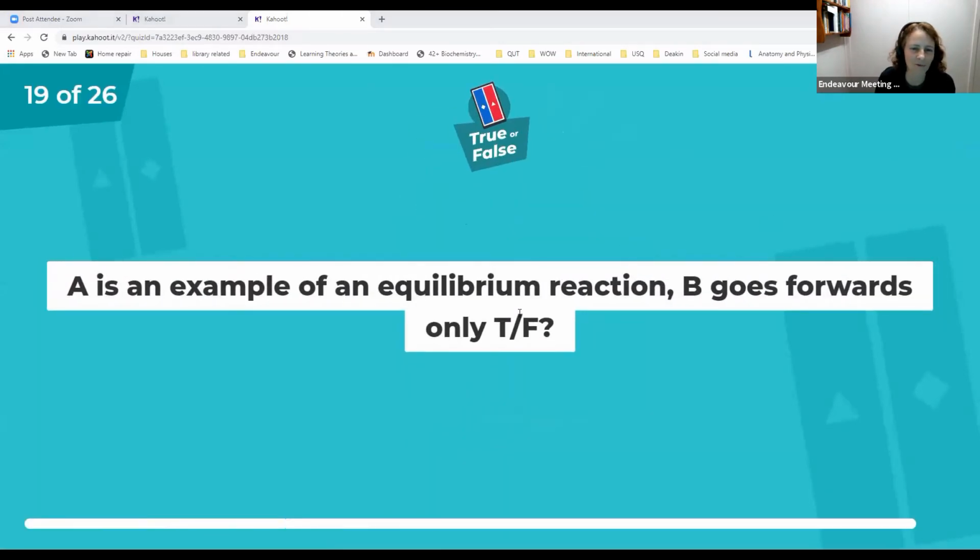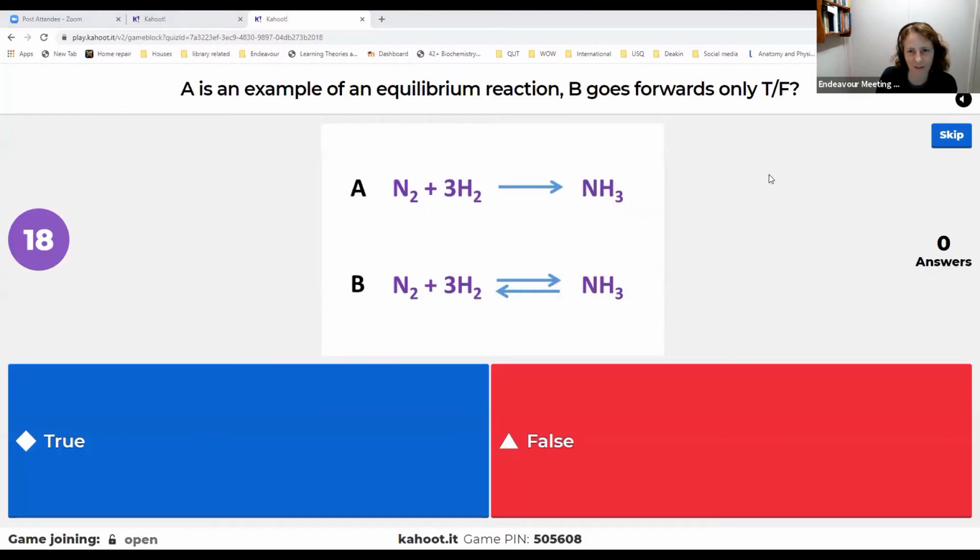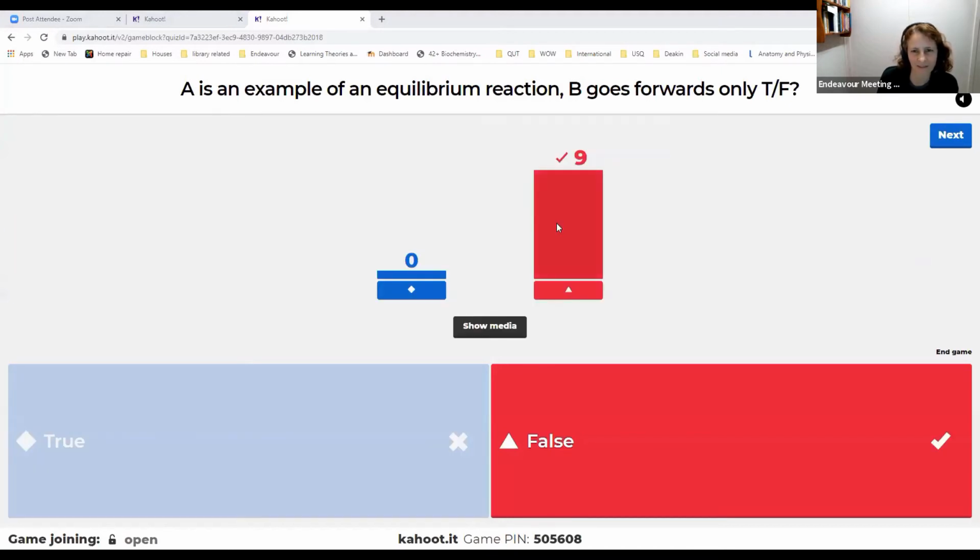A is an example of an equilibrium reaction. B goes forwards only. Are those statements true or false? Okay, so everyone said that's false. And so it's actually the opposite way around.